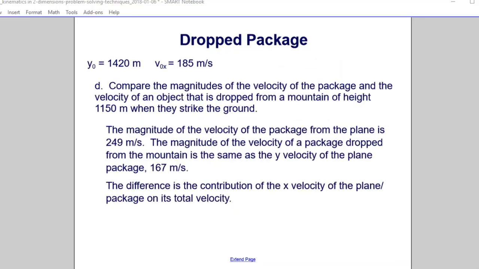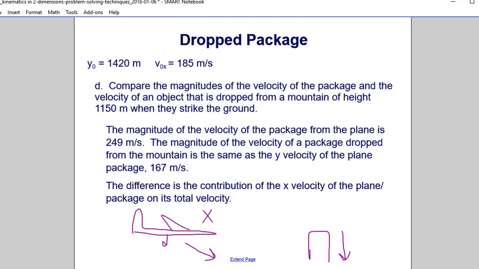We're now comparing the magnitudes of, here's the plane. It dropped the package, right? Came out like this, but by the time it hit the ground, it hit it at an angle like this. And if I just have a mountain at the same height and I drop the package, well, what's the difference there? The plane gives it a pretty substantial velocity in the x direction, where from the mountain there is no x direction velocity, it's just the y direction.